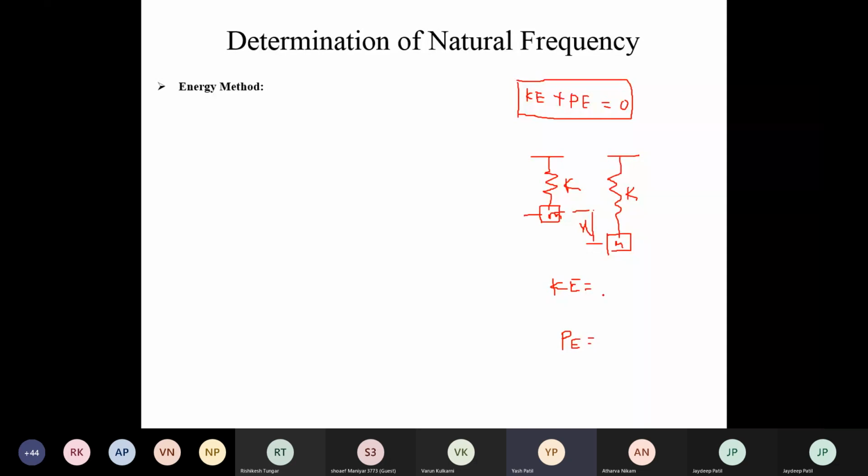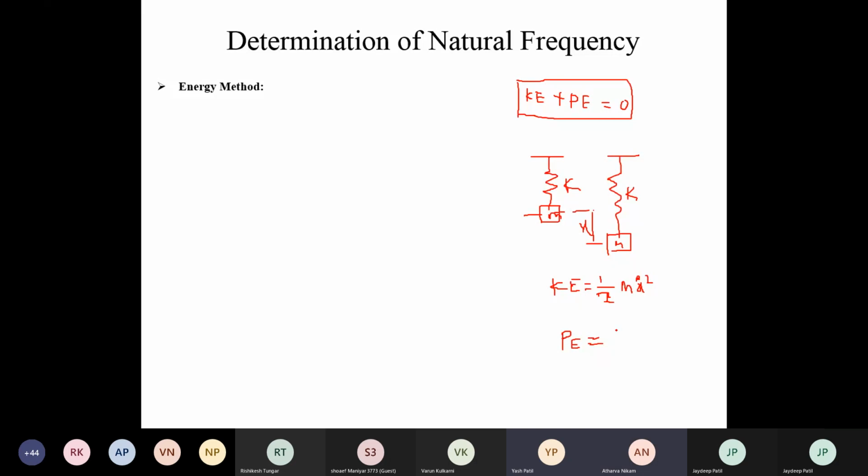The kinetic energy is equal to 1/2 mv square. Here v means x dot. Am I right? v is x dot, so the kinetic energy is 1/2 m x dot square. Now what will the potential energy be?